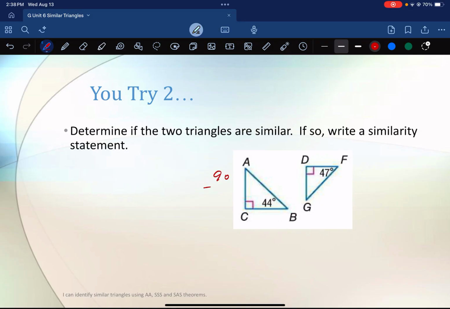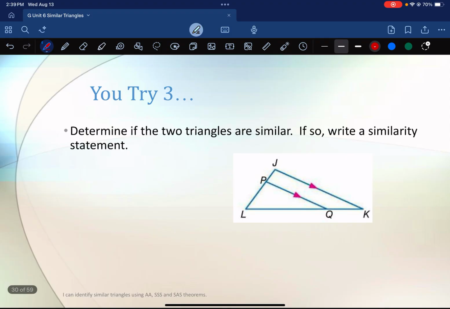Hopefully you took 90 and subtracted 44, because this angle is 90 already. And that's going to be 46. Well, I don't have anything matching the 47, so these are not similar. Got a 44 and a 46, and that's a 47. Well, there's no congruency there. So we got the right angles congruent, but nothing else. So that's not enough. All right? Try this one.